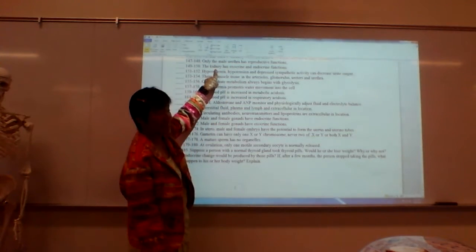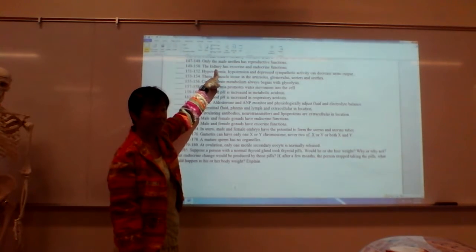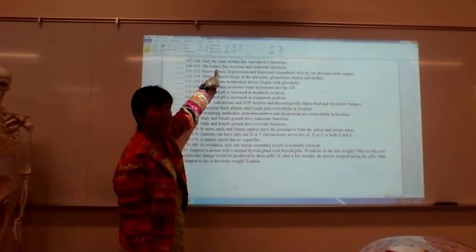The kidney has exocrine and endocrine functions. True. Right? The exocrine is for formation of urine, and the endocrine is to make erythropoietin that responds to oxygen levels.